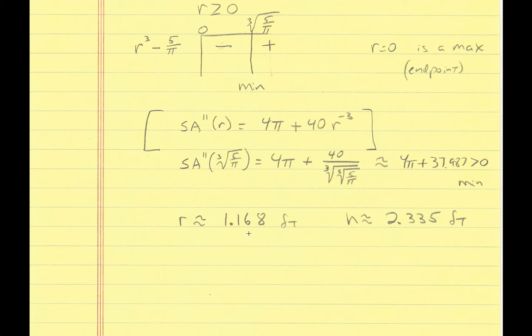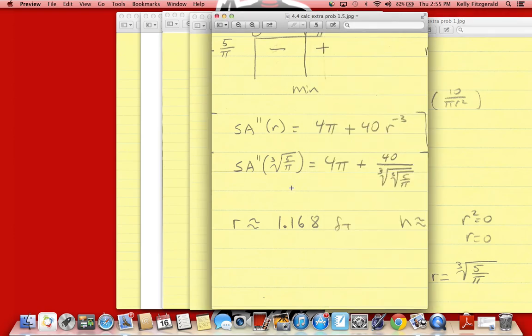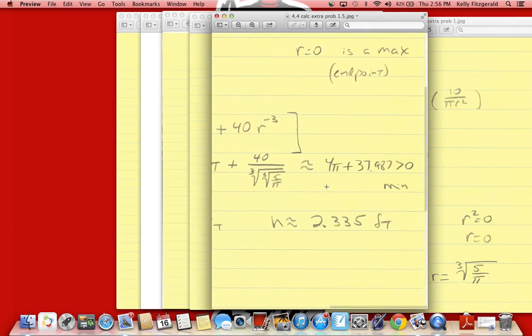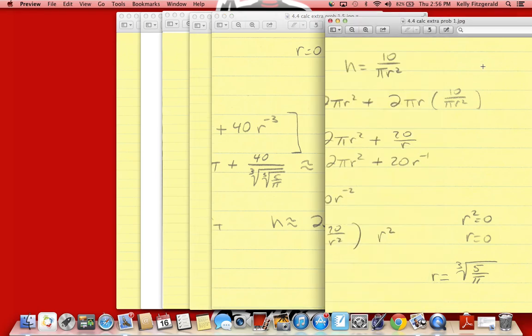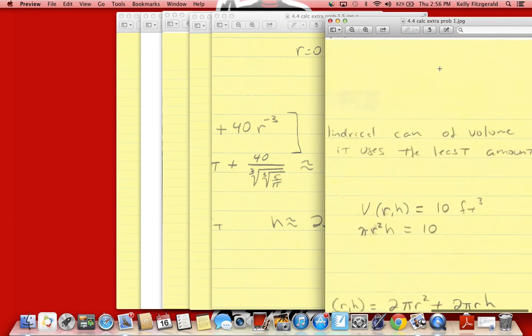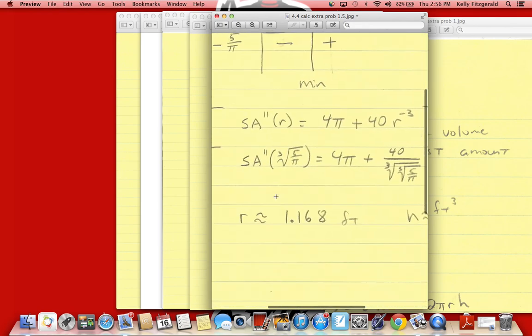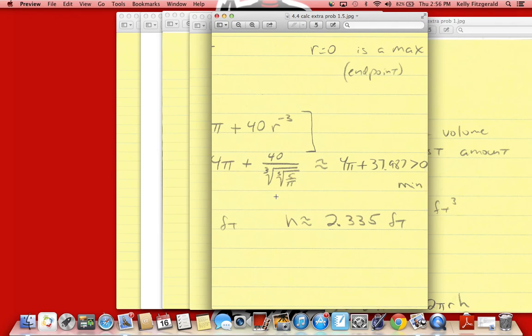So, the radius is the cube root of 5 divided by pi, which gives me this many feet, 3 decimals. My height came from going back to my height equation, which was given over here, as 10 divided by pi r squared. Plug that value in, and I get the answer of 2.355 feet. And that allows me to then answer this question, what is the least amount of material that I could use: it would be a can with a radius of 1.168 feet by 2.355 feet. And there is one extra problem.